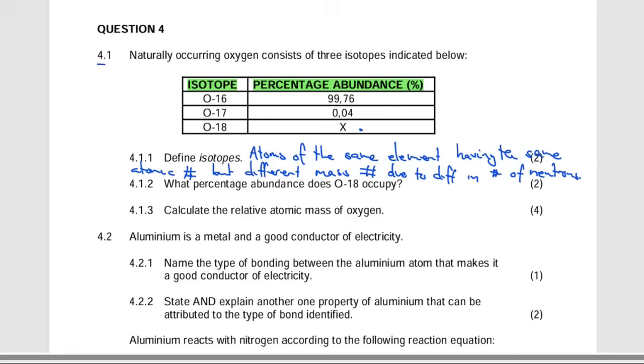After that, they're asking us what percentage abundance O18 occupies. It's a percentage, so they are supposed to add up to 100. So our O18 is equivalent to 100 minus 99.76 and also minus 0.04, for us to get the value of X.